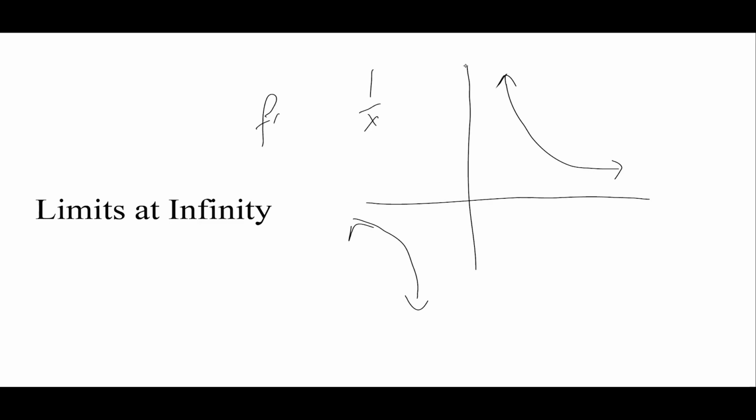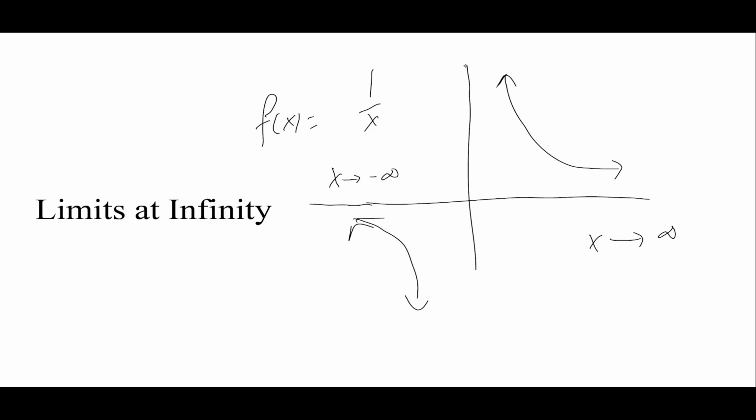let's look at one example here. This is the graph of 1 over x. This is the name of the function. When x approaches positive infinity, this graph is approaching 0. And when x approaches negative infinity, this side, this graph is again approaching 0. So that's called limit at infinity.